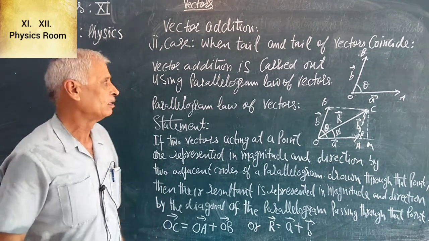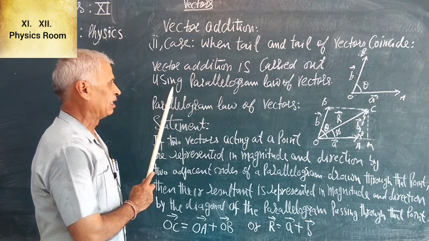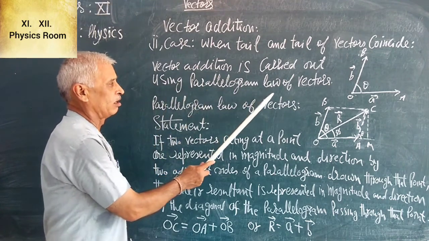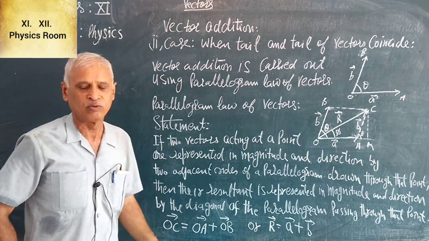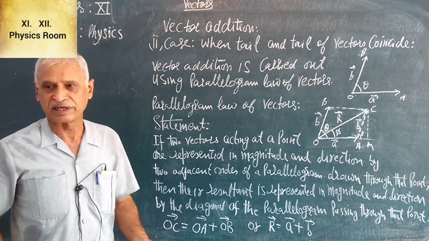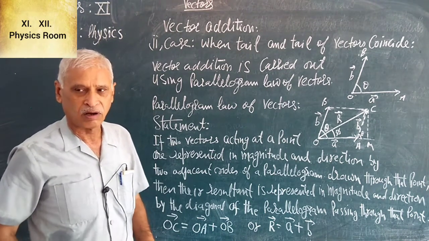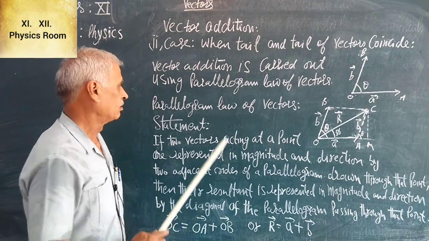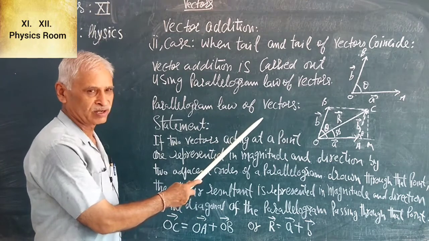Let us see. Vector addition is carried out in such a case by using the parallelogram law of vectors. When the tail and tail of two vectors to be added coincide, then vector addition is carried out by the parallelogram law of vectors. Now, what is the parallelogram law of vectors? Let us try to understand it.